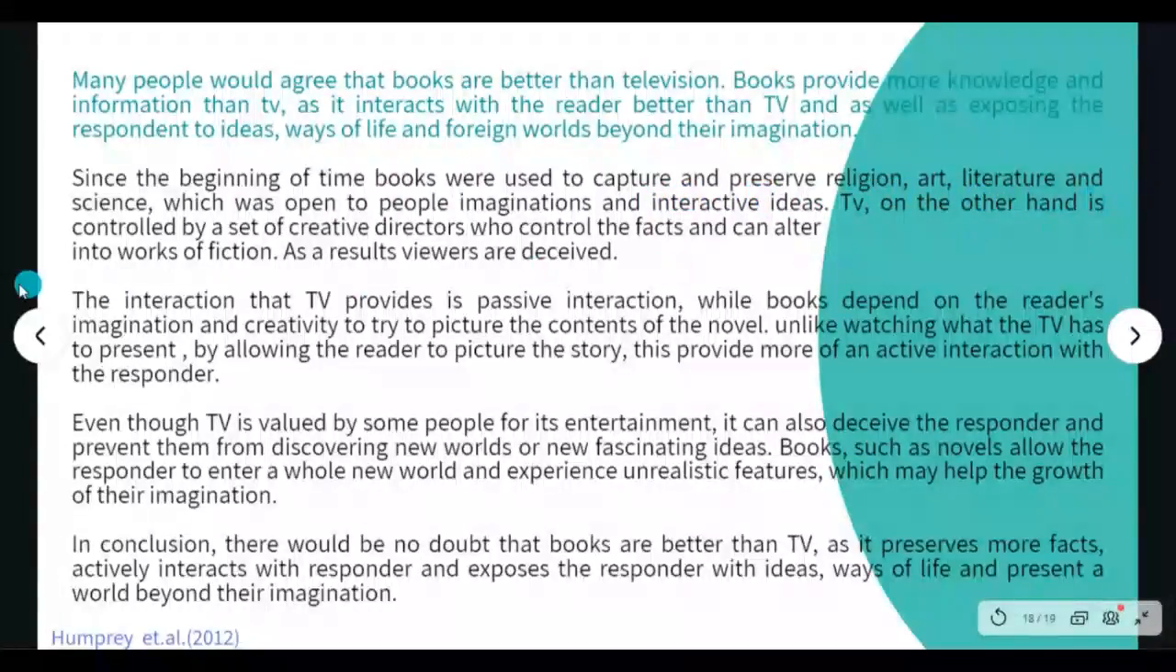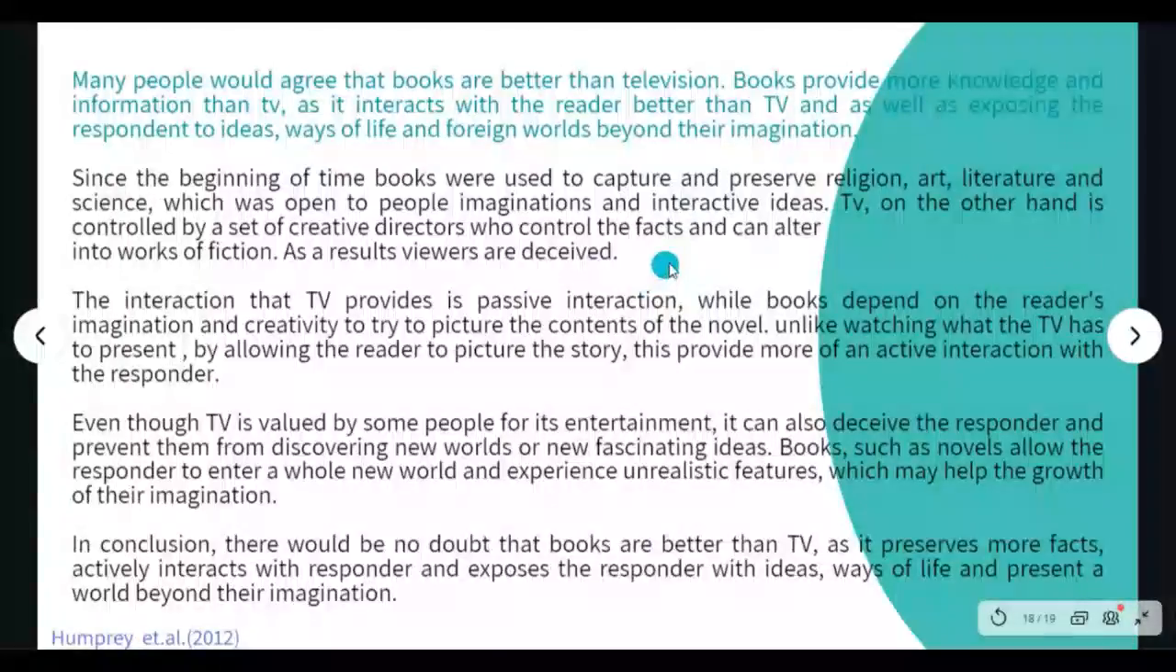For example, the second paragraph: since the beginning of time, books were used to capture and preserve religion, art, literature, and science, which was open to people's imaginations and interactive ideas. So this is the strength of books, since the writer is in the position of agreeing with this idea that books are better than television. TV, on the other hand, is controlled by a set of creative directors who control the fact and can alter it into works of fiction. As a result, viewers are deceived. Okay, this is the argument that shows the writer's position.